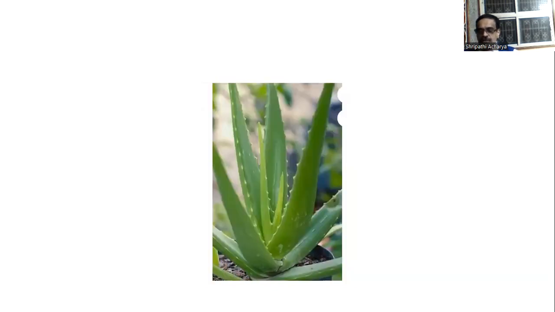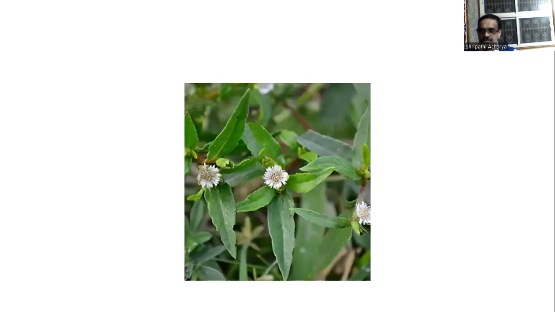This is the Kumari, aloe vera. Kumari is also available. It is given in liver disorders. Bhringaraja Asava is available. So we can give Bhringaraja Swarasa also in patients of liver cirrhosis.